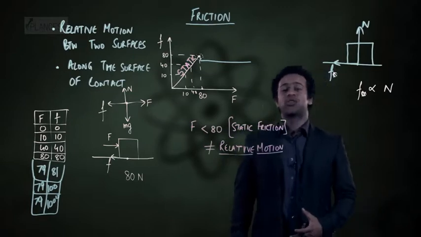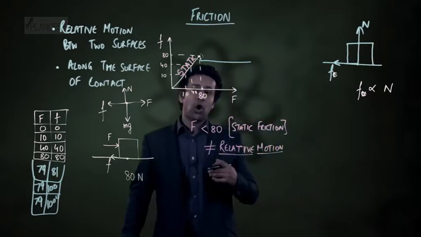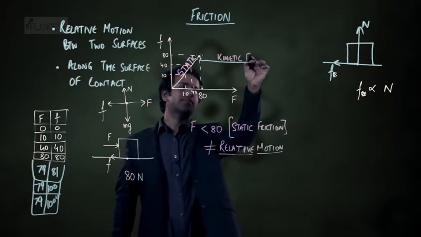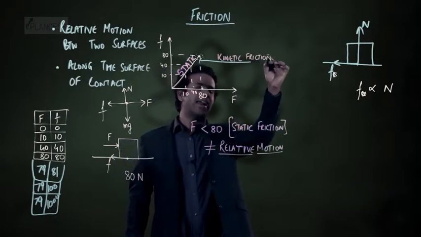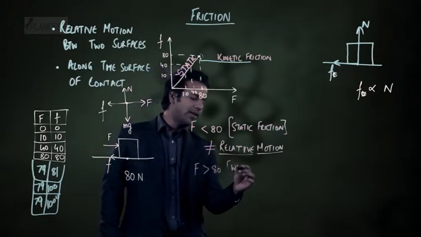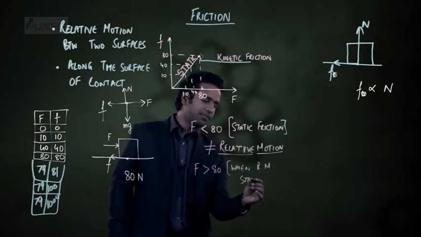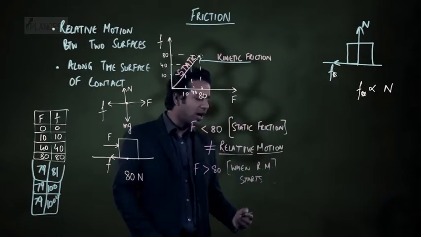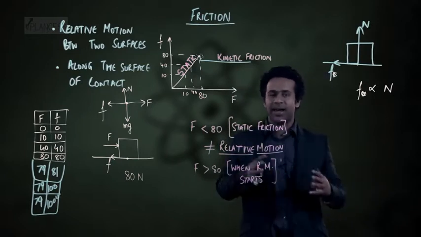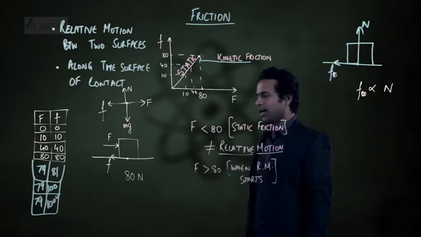And then as soon as the motion starts, the friction drops slightly, because then the friction that acts is kinetic friction. So kinetic friction acts, in this case for more than 80, when relative motion starts. So once the object starts to move with respect to the surface, the friction changes from static to kinetic and its value drops slightly. Right.